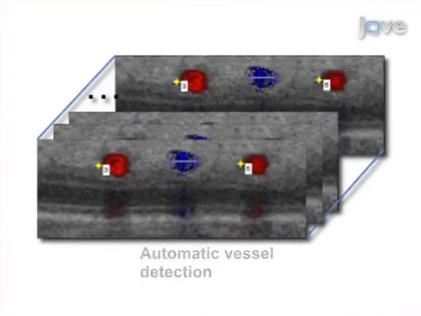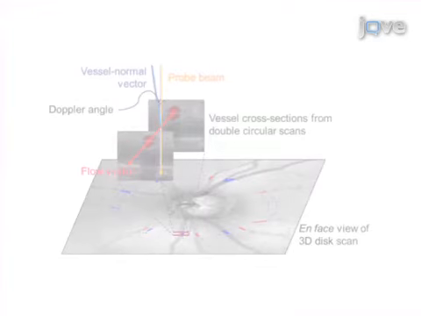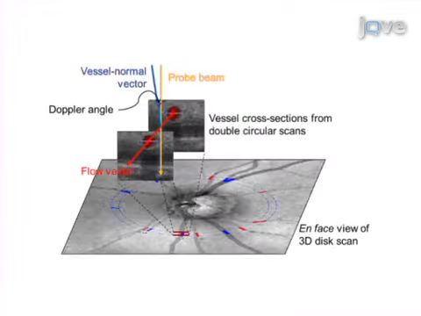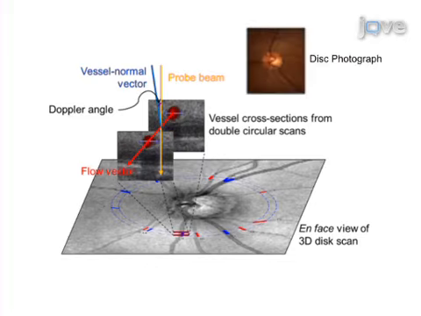The second step is to automatically evaluate the quality of OCT images and detect blood vessels in the images. Next, the graders judge and revise the vessel location, diameter, and type according to OCT images and a color photograph of the optic disc.